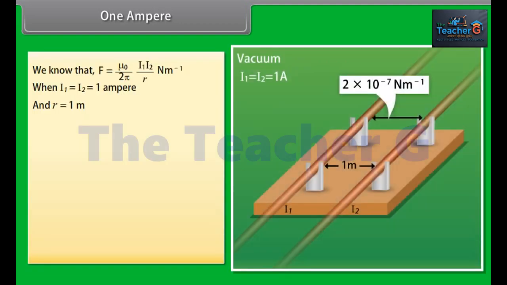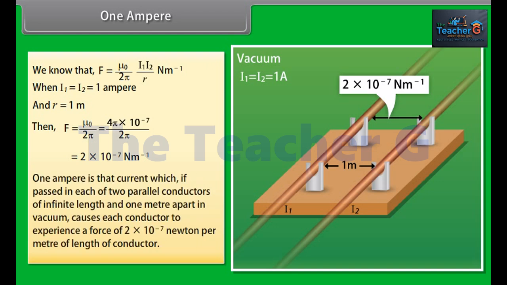Definition of 1 ampere. We know that F is equal to mu naught upon 2 pi multiplied by I1 I2 upon r, when I1 is equal to I2 is equal to 1 ampere and r is equal to 1 meter. Then the value of F is equal to 2 into 10 raised to the power minus 7 newton per meter. Therefore, 1 ampere is that current which, if passed in each of the two parallel conductors of infinite length and 1 meter apart in vacuum, causes each conductor to experience a force of 2 into 10 raised to the power minus 7 newton per meter of length of conductor.